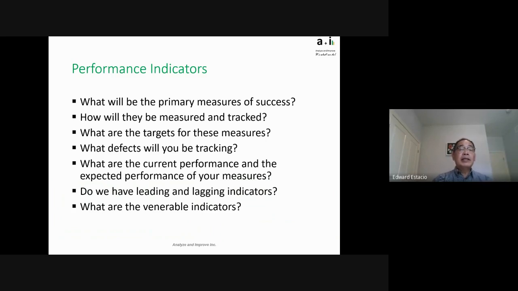Do we have leading and lagging indicators, especially leading indicators, right? Because it's too late if you look only at lagging indicators. But it's also important to have both. Productivity is a lagging indicator, but what contributes to that?